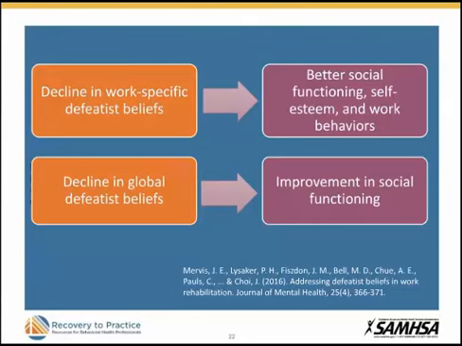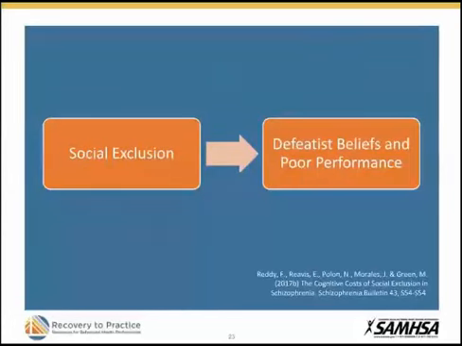This is some neat work that Paul Lysaker in Indiana has done, which is just showing that as people start to feel different about the defeatist beliefs we've talked about, as those start to go down, in particular two kinds, one related to whether you're going to be able to succeed at work, another just about whether you're going to succeed generally, they really improve your life quite a lot, again suggesting that they're really great targets for improving people's lives.